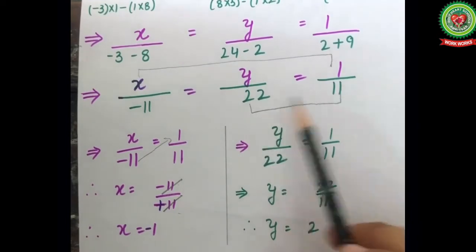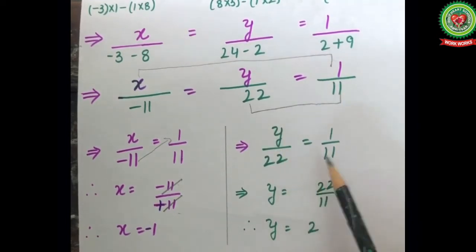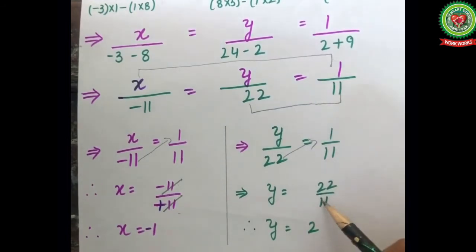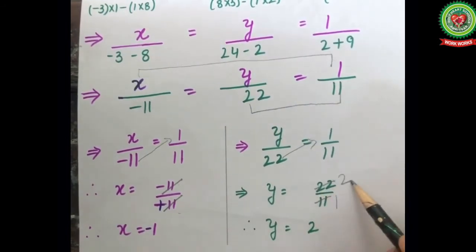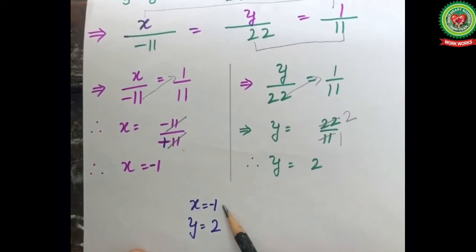So on comparing second and third we get y upon 22 is equal to 1 upon 11. So now we are going to shift 22 to the other side. So we get y is equal to 22 upon 11 and on doing cutting we get y is equal to 2. So therefore x is equal to minus 1 and y is equal to 2 is the answer for this.